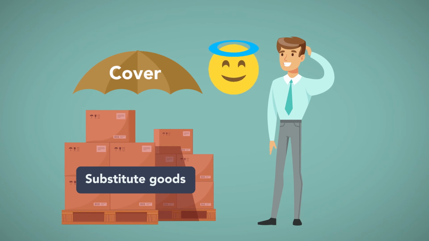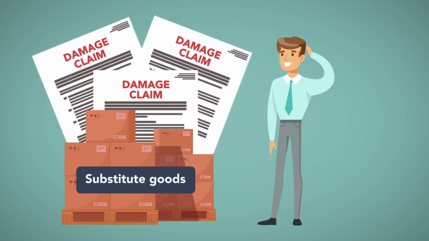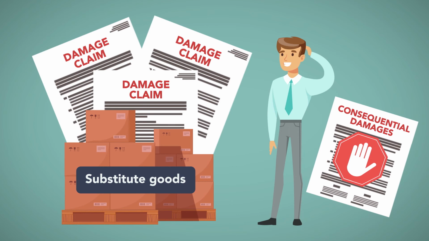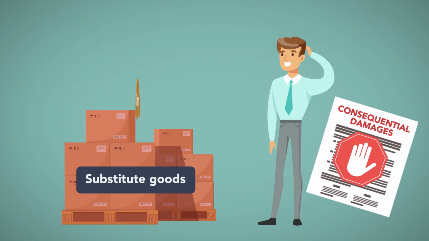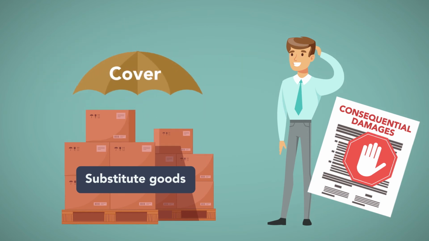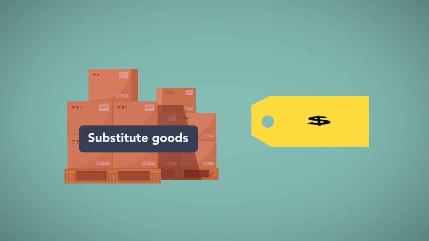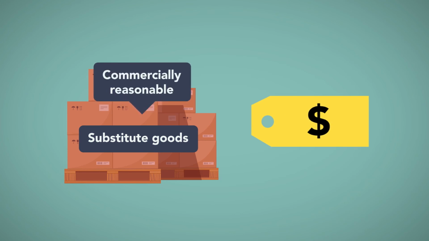Cover must be used in good faith. A buyer is not required to use cover and may seek alternative damages in its absence, but will be barred from receiving consequential damages that the buyer would have avoided had he covered. The substitute goods need not be identical to the goods they're replacing, nor do they need to be the least costly. However, the buyer's choices in obtaining cover must be commercially reasonable.